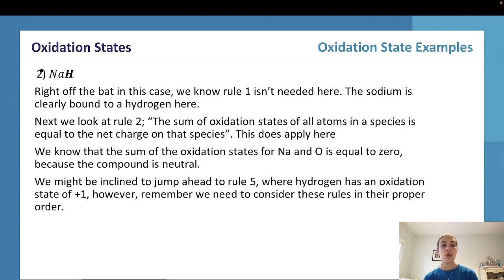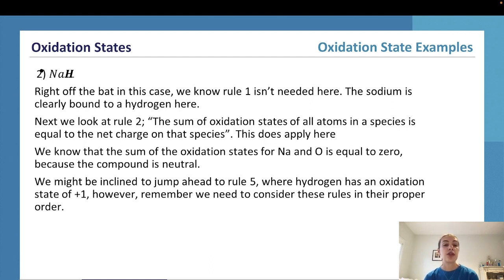So next we can look at rule 2, and so rule 2 tells us that the sum of the oxidation states of all of the atoms in a species is going to be equal to the net charge of that species. And so this rule does apply here, and this rule will basically apply all of the time. And so we know that the sum of the oxidation states for sodium and hydrogen is going to be equal to 0 because the compound is neutral.